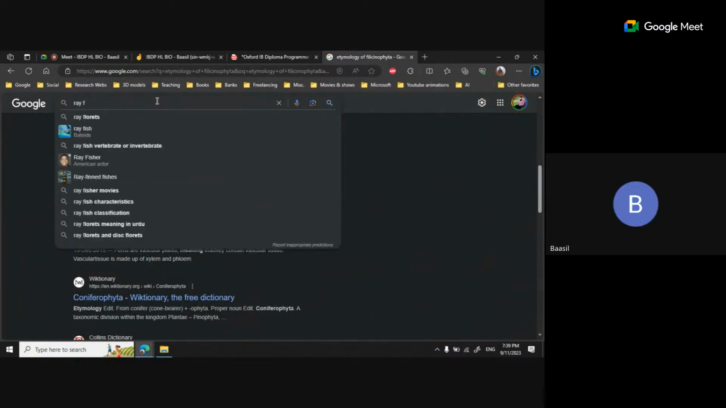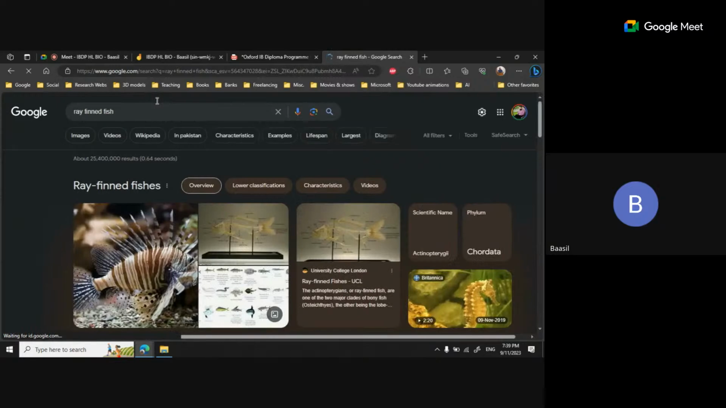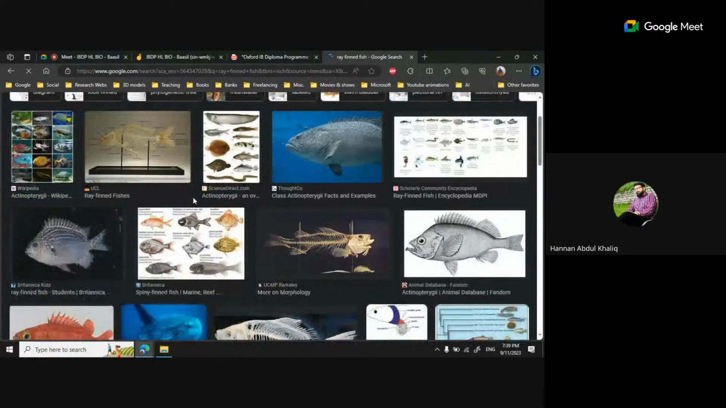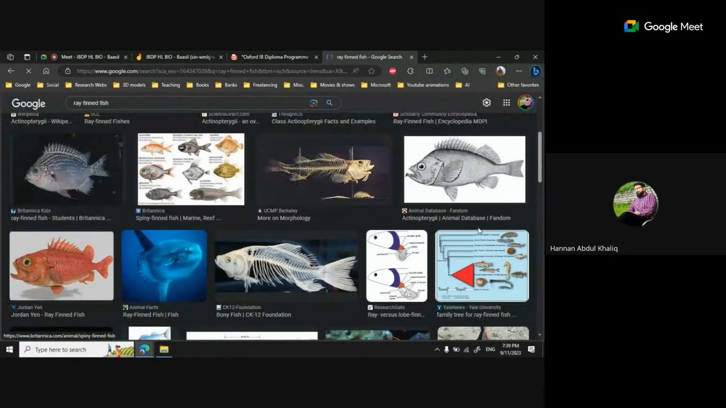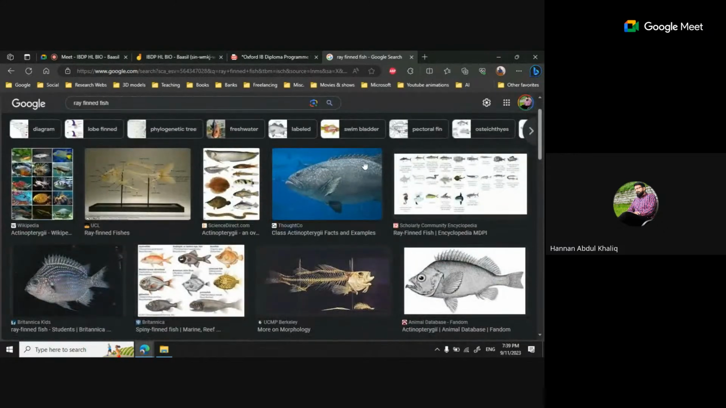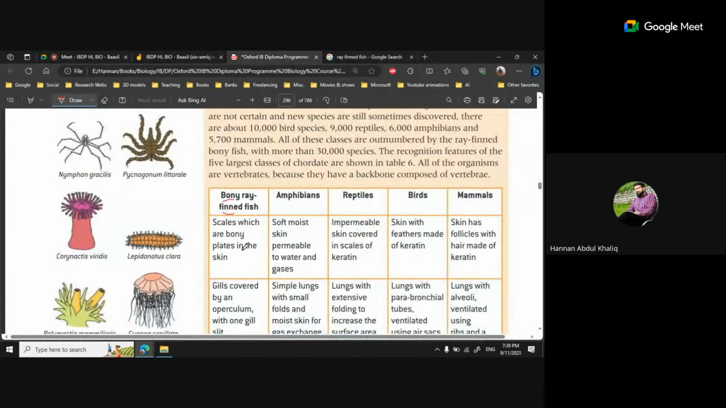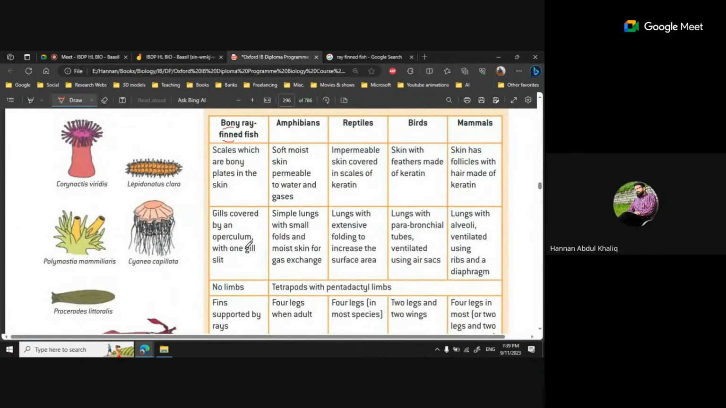Okay. Ray fin. These are the rays. These are the rays actually they are referring to. These are the rays. The ray fin fish. So these are the rays, and their skeleton is bony, so it is not easy to eat them. All right, ray fin fish, and all of these are then amphibians, reptiles, birds, and mammals.